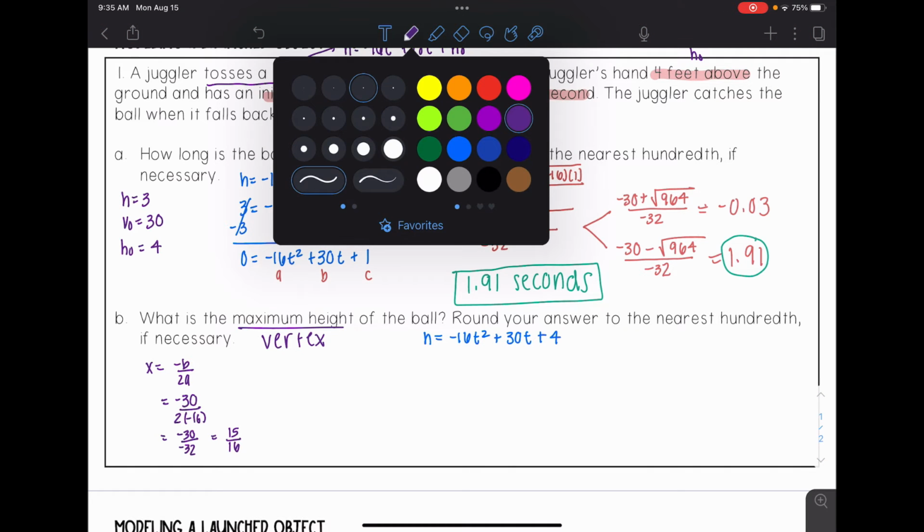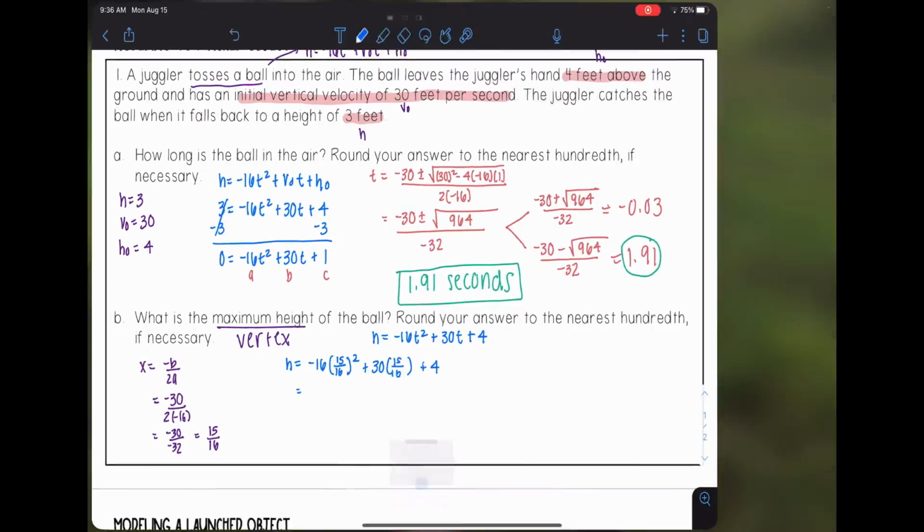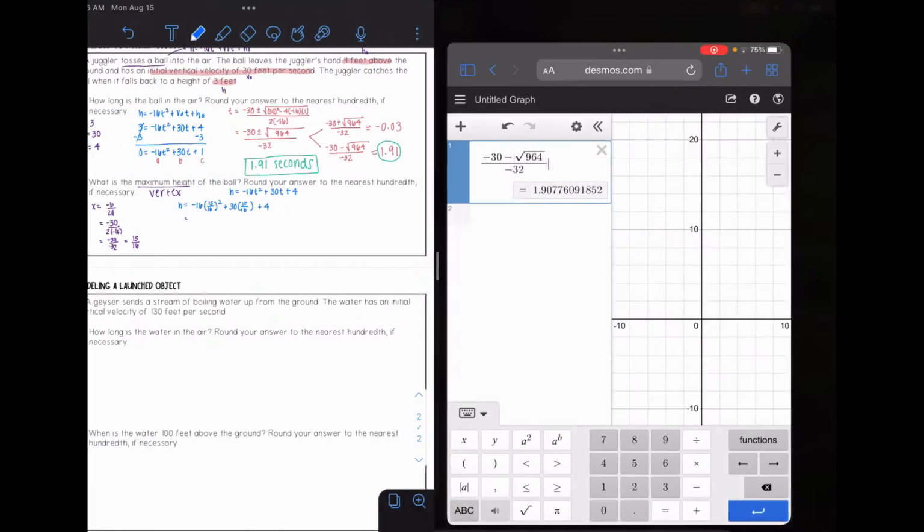And so now I can find my y value at that point, or in this case h. And so I can find that by plugging in 15 over 16 for t. So I get negative 16 times 15 over 16 squared plus 30 times 15 over 16 plus 4. And you can go ahead and use Desmos for this again.